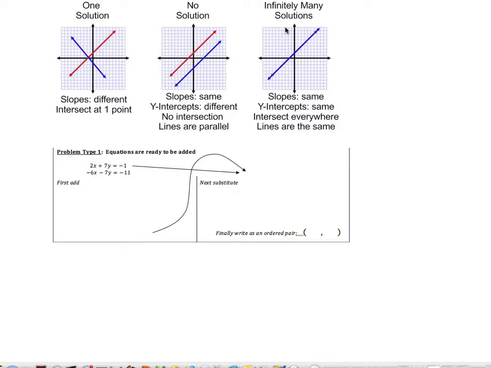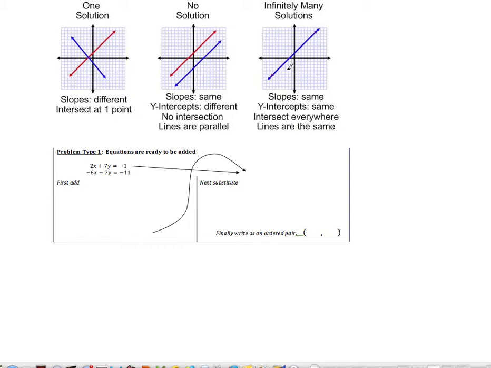And then lastly, we have infinitely many solutions. So all you might see is a blue line, but if you look closely, there's a little bit of red here, there's a little bit of red here, because these are two lines that have the same slope and the same y-intercept. So the lines are the same, so they're intersecting everywhere. So that means every single point that we plug in is going to make it true.